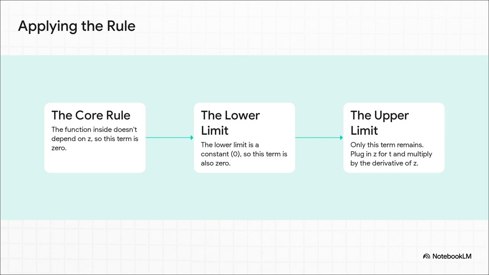First, the core part, the integral of the derivative inside. But wait, the function in there, e to the minus t squared, it doesn't even have a z in it. So its derivative with respect to z is 0. The whole first term just vanishes. Okay, part 2, the lower limit. The lower limit is 0, a constant. It's not moving, so its correction term is also 0, gone. All that complexity, and we are only left with the final piece, the term for the upper limit, z.